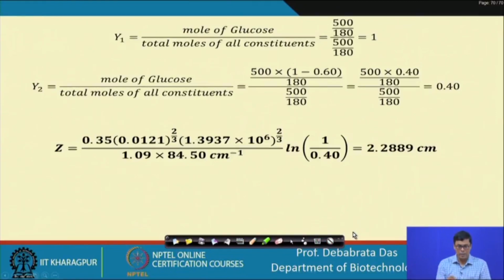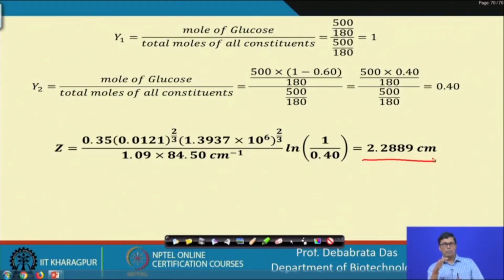Then if we put all these values in this equation, we come across the height, which comes to 2.2889 centimeters. So this is how we can find out the height of the column to get the desired 60% conversion of glucose to fructose.